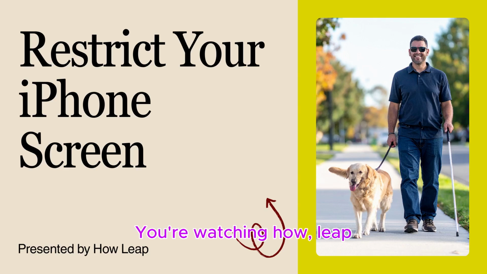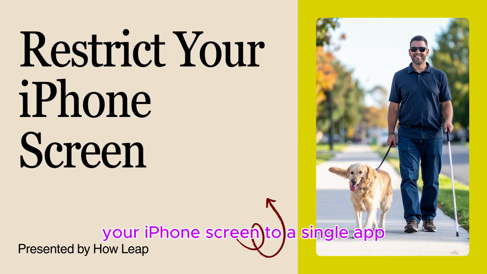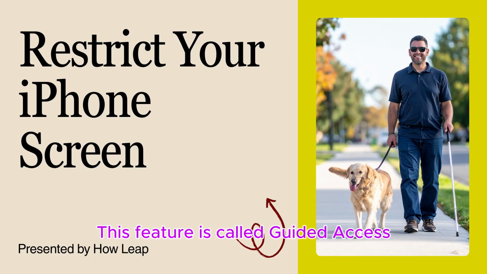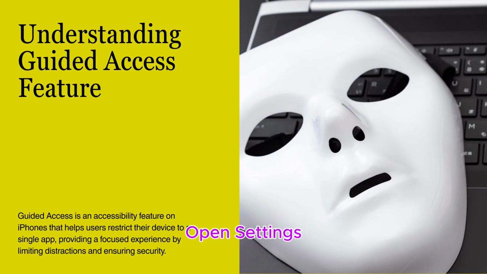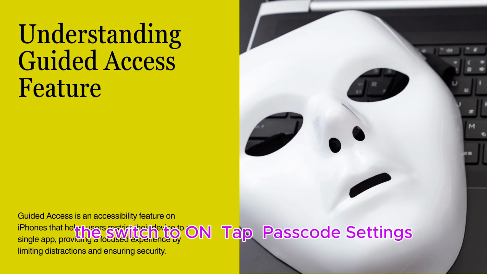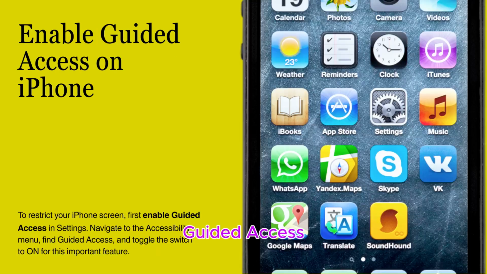You're watching How Leap. Let's restrict your iPhone screen to a single app. This feature is called Guided Access. First, enable it in Settings. Open Settings, tap Accessibility, tap Guided Access, toggle the switch to on, tap Passcode Settings to set a passcode for exiting Guided Access.